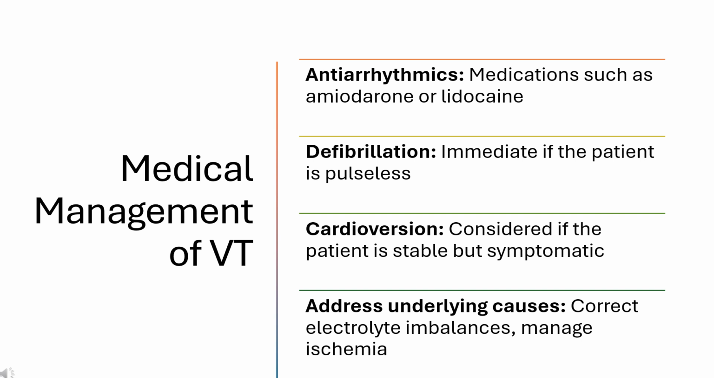Myocardial ischemia is a common cause of VT. Ensuring adequate perfusion to the heart and treating ischemia can help to prevent recurrence. Administer medications such as nitroglycerin to improve coronary blood flow. Consider revascularization procedures such as percutaneous coronary intervention, PCI, or coronary artery bypass grafting, CABG, if indicated. Continuous ECG monitoring is needed to detect ischemic changes, and you need to monitor cardiac biomarkers such as troponin to assess the extent of myocardial damage.